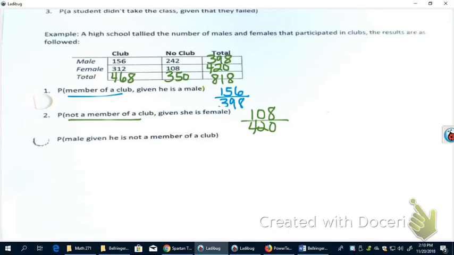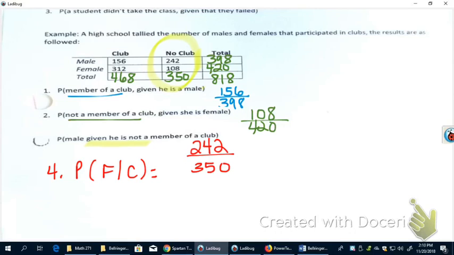Okay, let's do another one. The male, given that he's not a member of a club. So this time I'm looking at not a member of a club. So this time I'm looking at this column. So what goes on the bottom? 398. 350. And then you go to male. How many are males in that column? I did that one right.